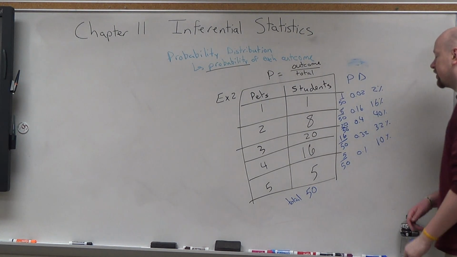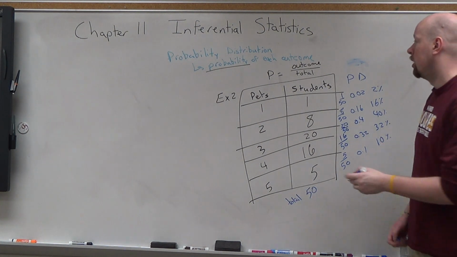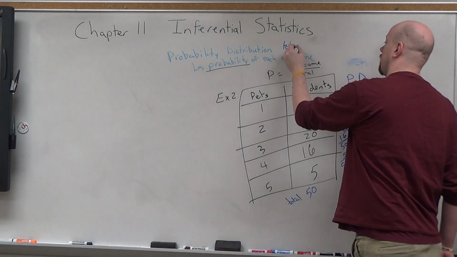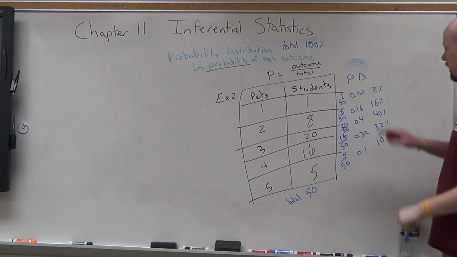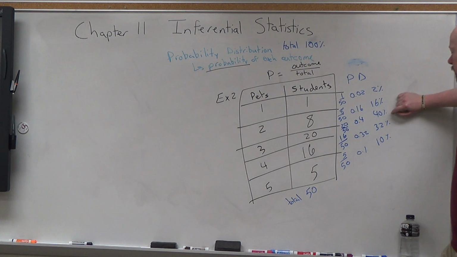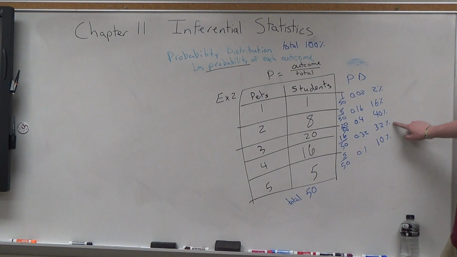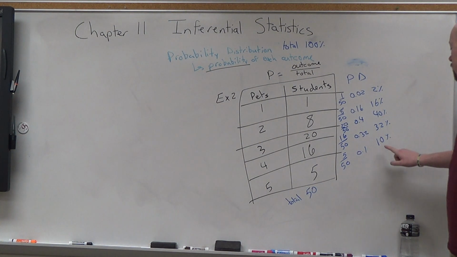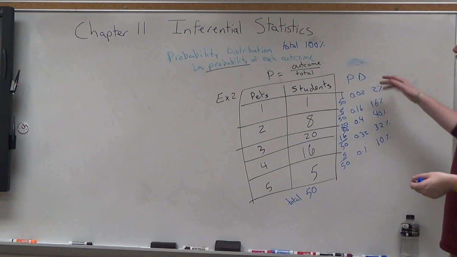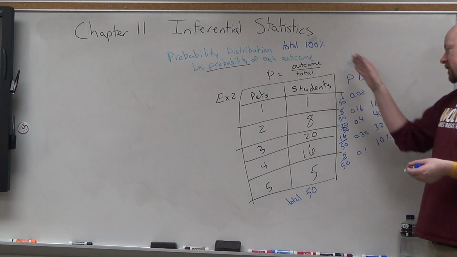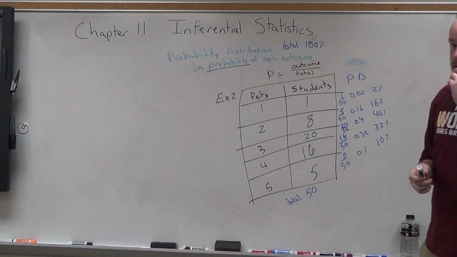Now the best way to double check this is I could just add all these together, because I have to have a total of 100%, because something has to happen, right? So I get 2 plus 16 is 18, plus 40 would be 58, plus 32 would be 90, plus 10 would be 100%, so I know I did it right. So probability distribution is just the distribution of probabilities, the probability of each category.